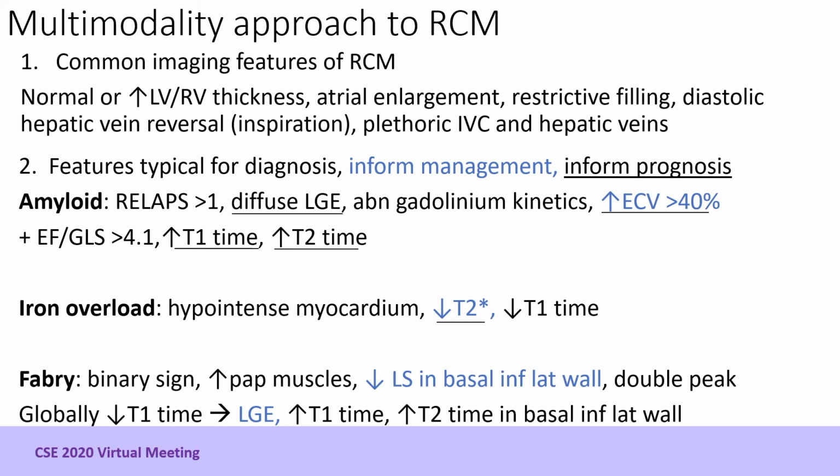As depicted with the underline, some of these imaging features also inform prognosis. In cardiac amyloidosis, diffuse LGE and increased ECV, T1 and T2 times have been associated with increased mortality. And in cardiac iron overload, the T2 star time can predict the onset of clinical heart failure. And overall, I hope that over the past 20 minutes, I've emphasized how these imaging modalities can be used in a complementary fashion to diagnose and manage patients with restrictive cardiomyopathy.